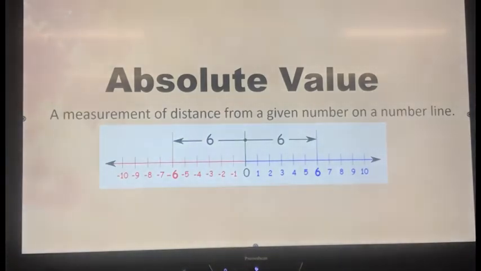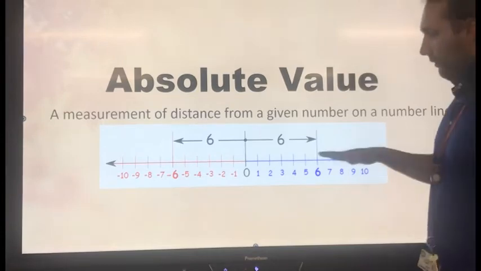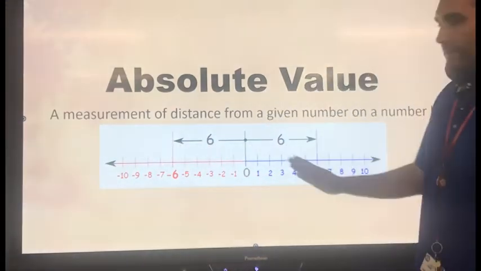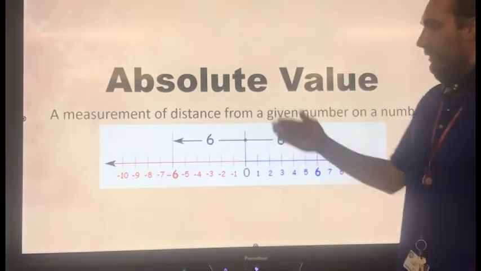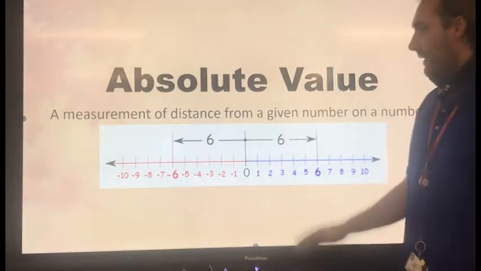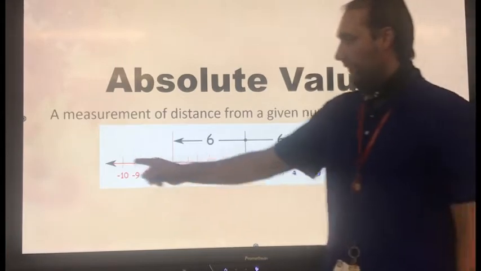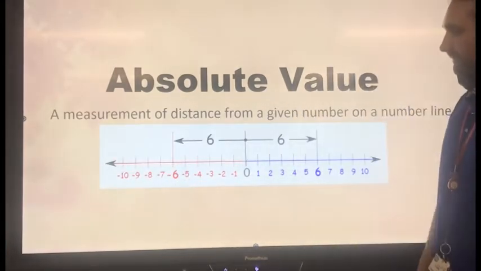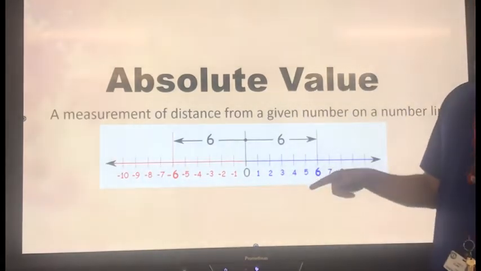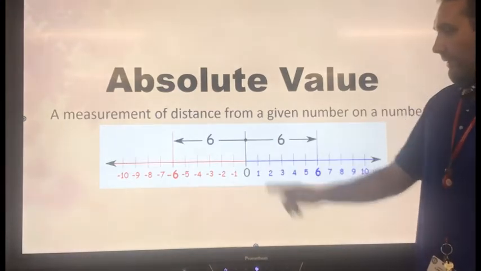Like I said, absolute value is a measurement of distance from a given number on a number line. So it's only talking about a number line. We do not mess with the xy plane, nor imaginary numbers. Just the number line from positive infinity to negative infinity and the numbers in between. For today, let's assume we're always standing on 0.